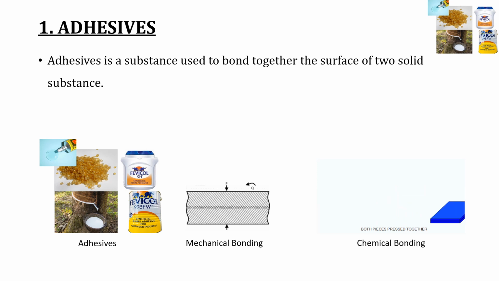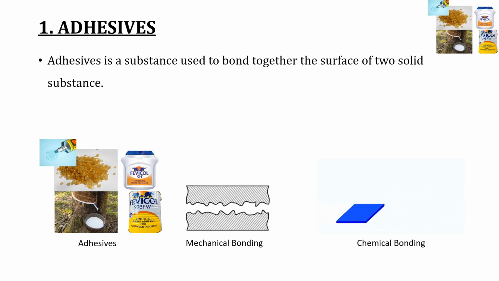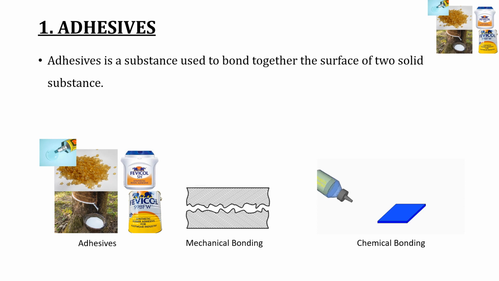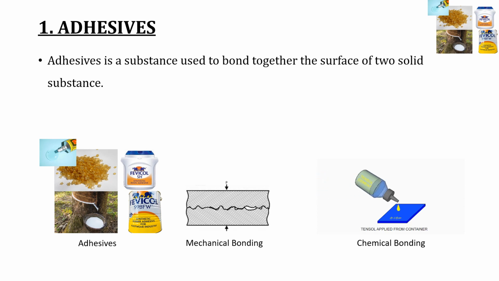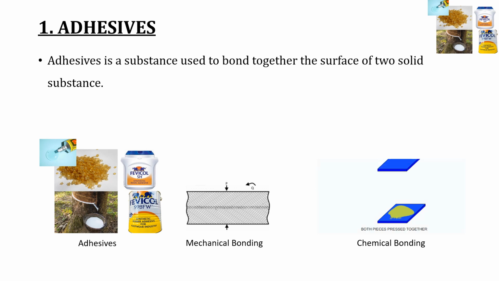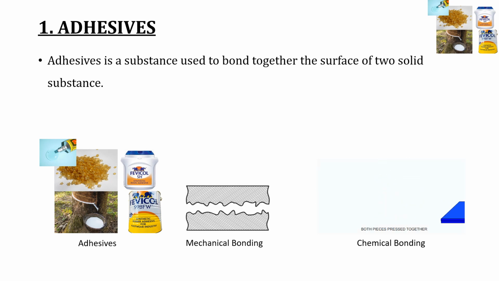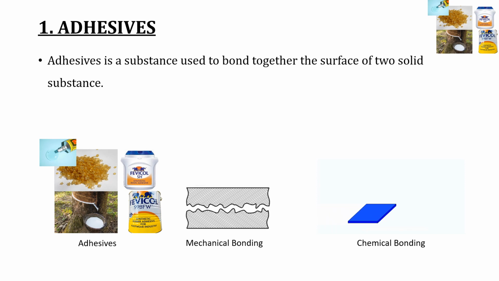In chemical bonding, the adhesives are applied on the surface and then the intermolecular forces or adhesion forces between the adhesive and the substance take place, because of which the two materials will join.